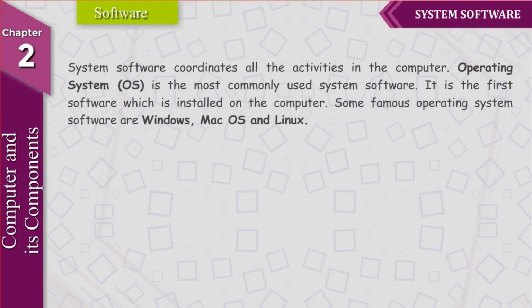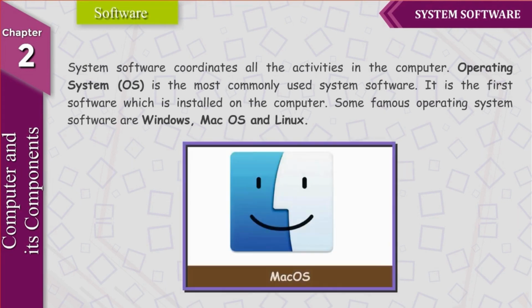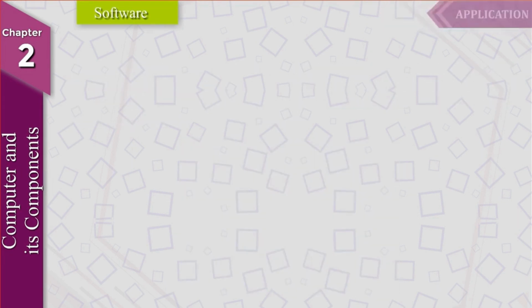System software. System software coordinates all the activities in a computer. Operating system, OS, is the most commonly used system software. It is the first software which is installed on the computer. Some famous operating system software are Windows, Mac OS, and Linux.